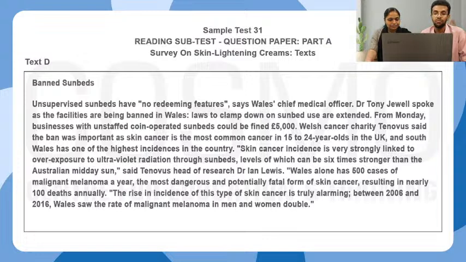So, from the fourth last sentence, we can read it. Wales alone has 500 cases of malignant melanoma a year, the most dangerous and potentially fatal form of skin cancer, resulting in nearly 100 deaths annually. So there comes the answer: 100 deaths annually. But please don't get confused. The 500 is the number of cases, but the number of deaths is 100. So the answer is 100.